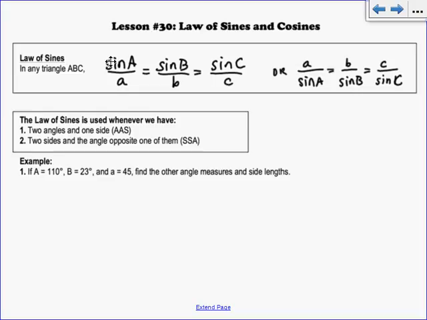Okay, so we sketch it out. We're like, okay, angle A, that's an obtuse angle. It's 110 degrees. And then angle B is going to be 23 degrees. And then little a is 45. So little a is the side that is across from angle A. So it says find the other angle measures and side lengths.